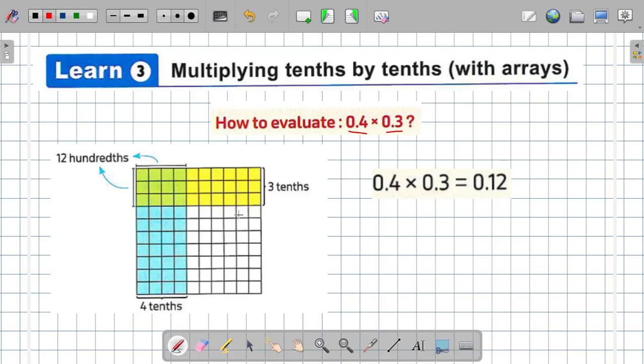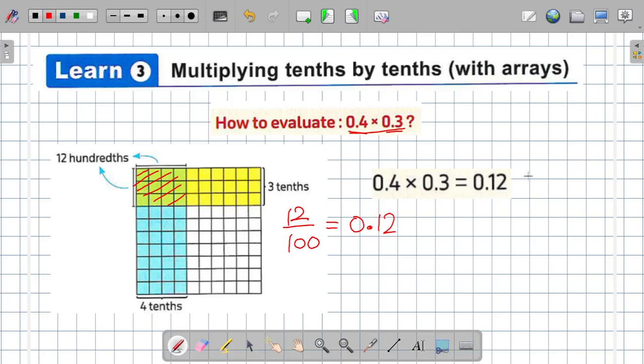When we look for the intersection area between the columns and the rows, we will find that it is this area here. I have 4 by 3, or 12 squares. 12 over 100. So the result will be 12 over 100. This means 12 over 100 equals 0.12, or 12 hundredths. So the result of our operation is 12 hundredths.